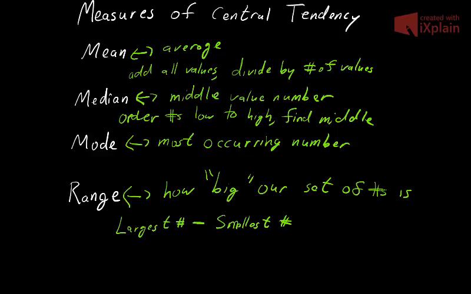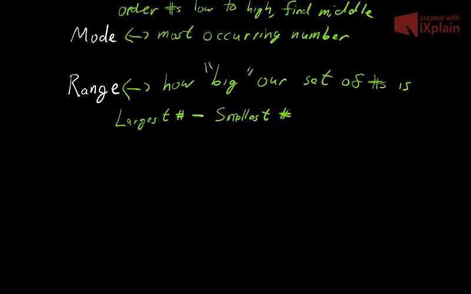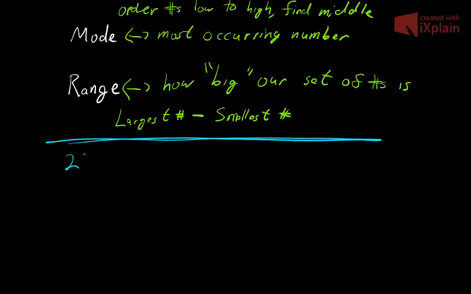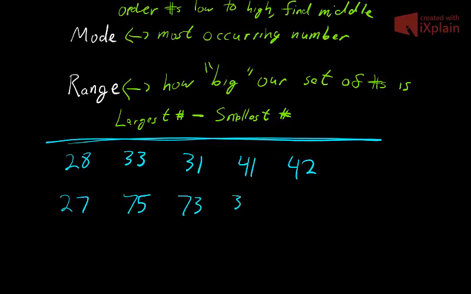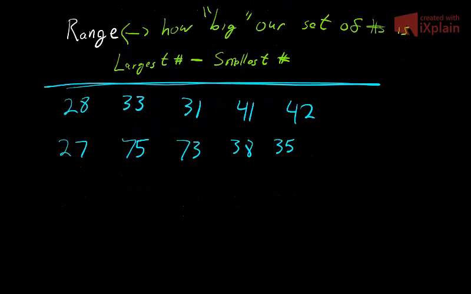So looking at a data set, I would like us to look at the numbers. I'll write this down a different color so I can separate it from the definitions. We have 28, 33, 31, 41, 42, 27, 75, 73, 38, and 35. Alright, so if we're looking at these numbers, the first one I want to find is the mean.